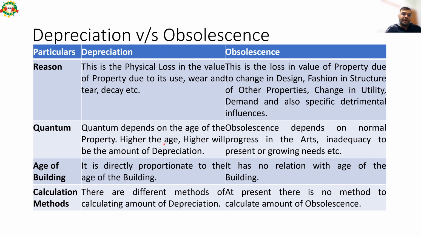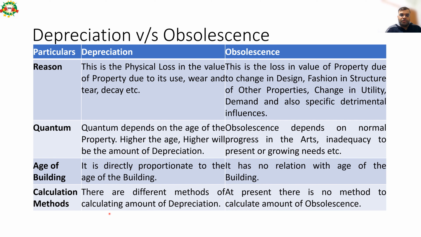Then the quantum depends on the age of the property. The more the age, the higher will be the depreciation. So this is a simple formula. But obsolescence depends on normal progress in arts, inadequacy to present or growing needs. There is no definition that old age properties will have higher obsolescence. It depends on change in taste, generation gap, art, lifestyle. Depreciation is directly proportionate to the age of the building, so the higher the age of the building, the higher will be the depreciation. Obsolescence has no relation with the age of the building, so lower age buildings may have higher obsolescence or vice versa.